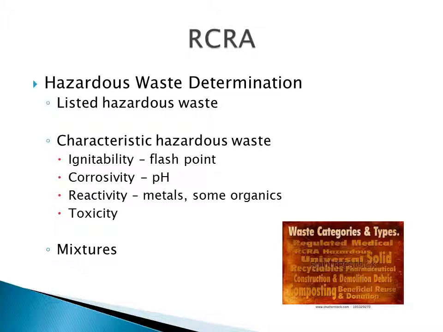RCRA and EPA regulations also define hazardous waste to include certain mixtures of hazardous and non-hazardous materials. For example, if you took a small portion of a hazardous material and placed it in a 55-gallon drum of non-hazardous material, you would have 55 gallons of hazardous material.